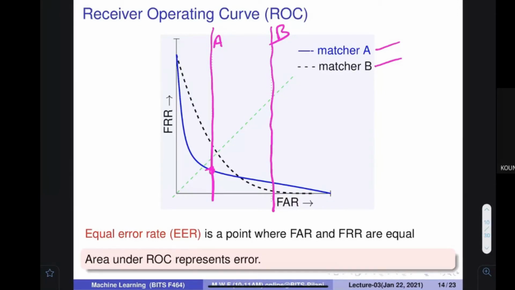So earlier we answered which particular system is better. We said that in general A is better, but based on the requirements, if it is a high security requirement, then B is better. So this ROC curve is very important in that sense for deciding what to do. Any questions here?